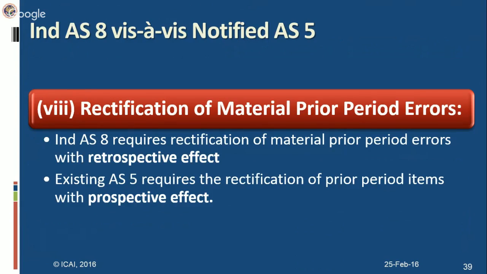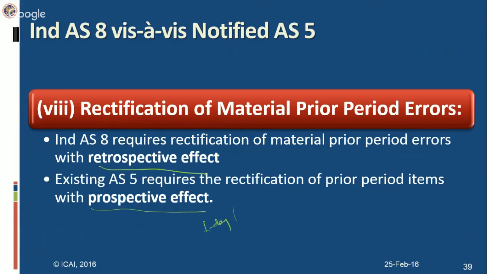Reclassification of material prior period items: Ind AS 8 requires rectification of material prior period items with retrospective effect. This rectification is very important because in our existing AS 5, we only talk about correction with prospective effect. Prospective is from today, from the future. I cannot do anything with retrospective effect. I cannot do anything for back years.